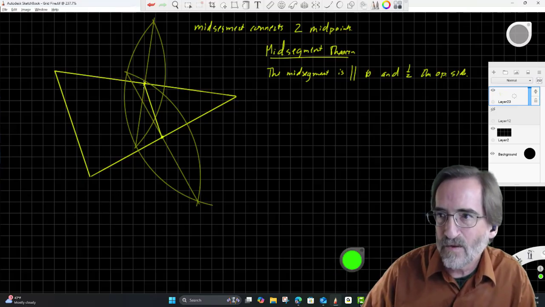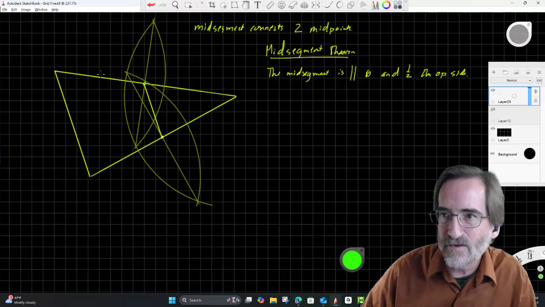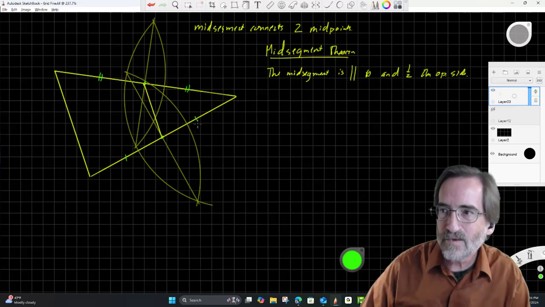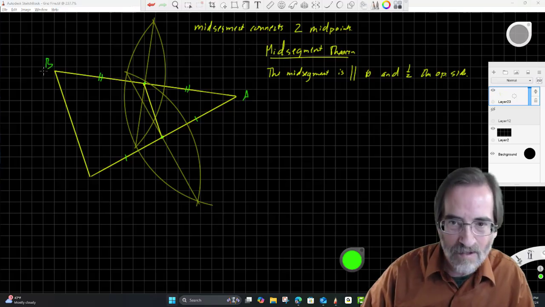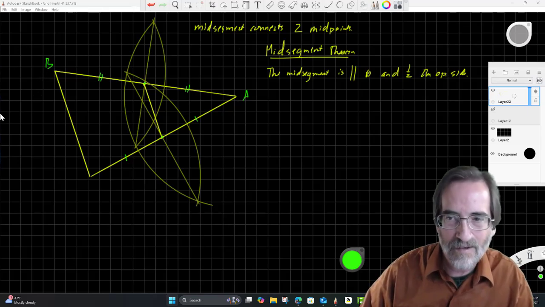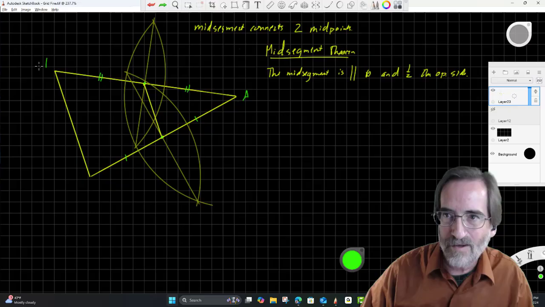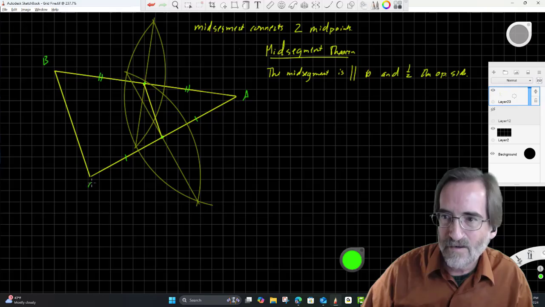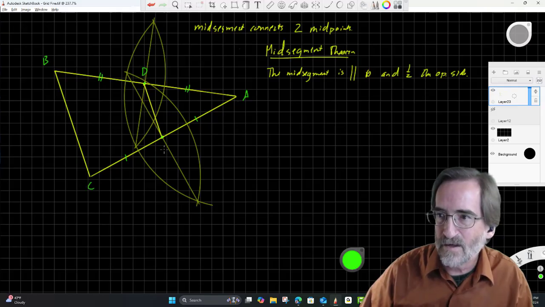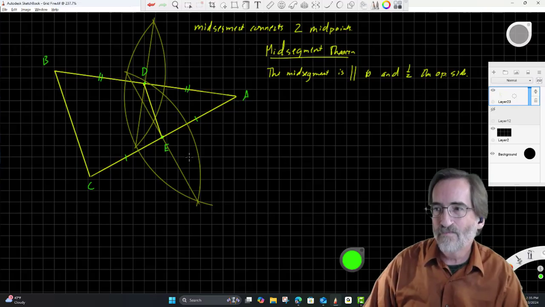here's what we know. The midpoint divides this line segment into two congruent parts because it's a midpoint. This midpoint divides this into two congruent parts. Let's label some vertices. A, B, C, D, and E. Okay.